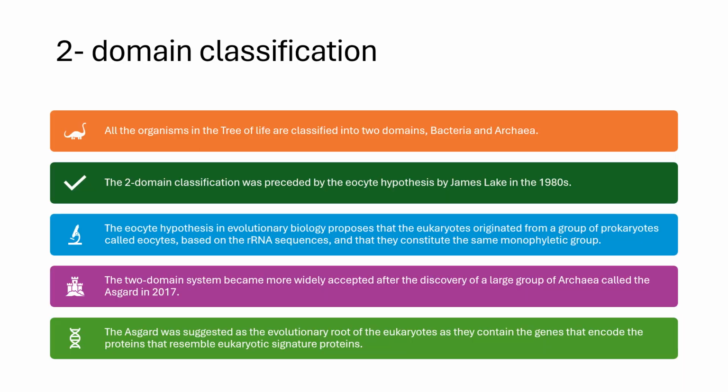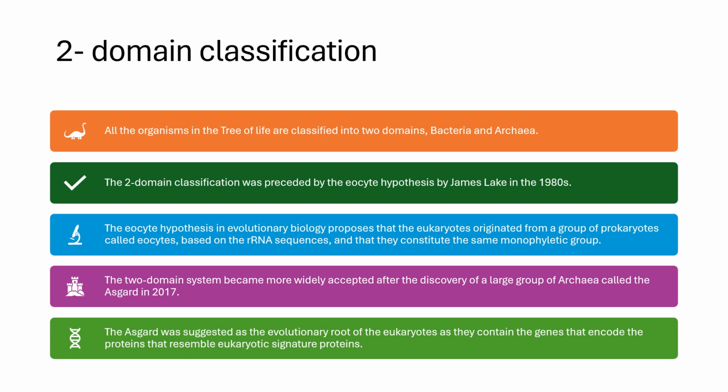Let's also talk about the two domain classification. It's a very interesting thing to note that the three domain classification did rule for some time, but there were very interesting studies later on, and that is where the two domain classification has come up. So there's a way of classifying organisms by holding only two domains. All the organisms in the tree of life are classified into two domains, bacteria and archaea.